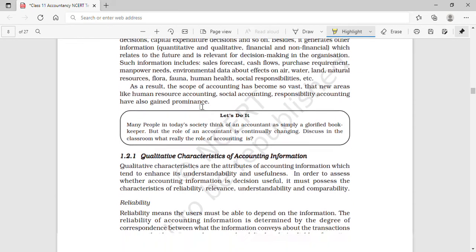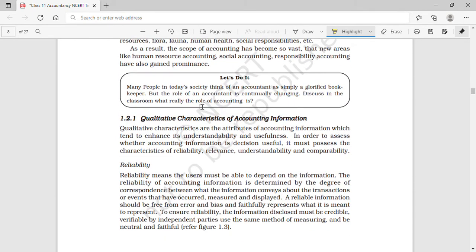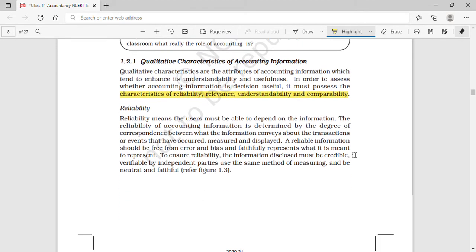Now let's come to the qualitative characteristics of accounting information. Please remember this. It can come in the exam. What are the qualitative characteristics? They are reliability, relevance, understandability and comparability. It's called R square UC, if it's easier for you to remember in short form. R square UC is reliability, relevance, understandability and comparability.